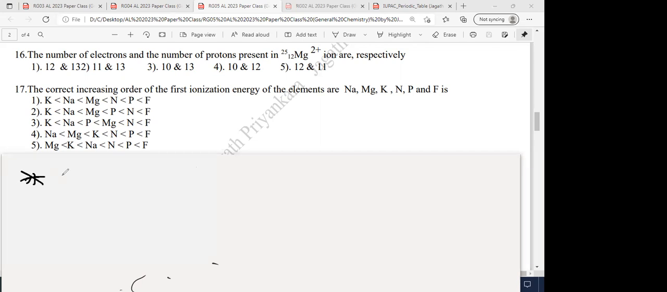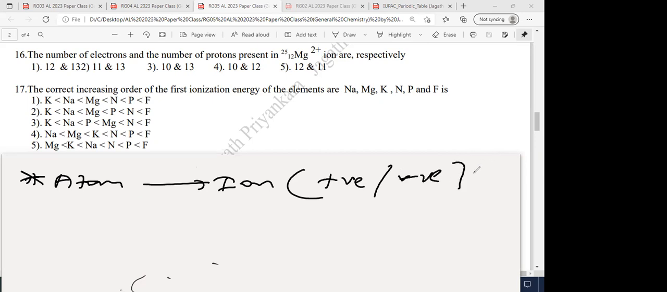When an atom becomes an ion, ion means what? Positive ion or negative ion. It can be positive or negative. Which subatomic particle undergoes changes? When an atom becomes an ion, only the electron number will change. Only the number of electrons will change.